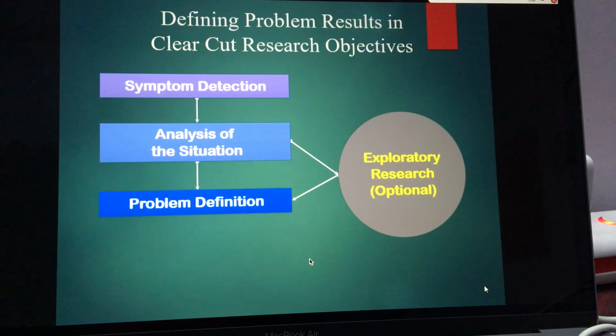Now we understand that there is something, maybe the product image. Our product is considered more feminine. That is the case. Now, why is it so?